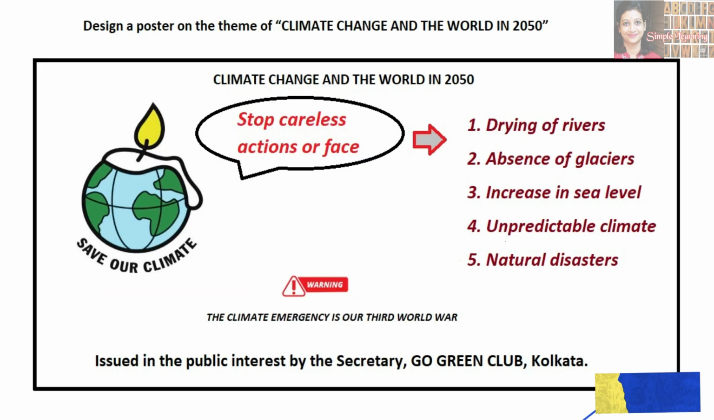The next topic is very easy. Design a poster on the theme of climate change and the world in 2050. Again, I want to tell you that there is no fixed format or a fixed way to design a poster, but in your poster you should include all the points, that is, a box at first, a title or theme, some relevant information, very simple picture, bubbles or any related symbol, and finally the issuing authority.